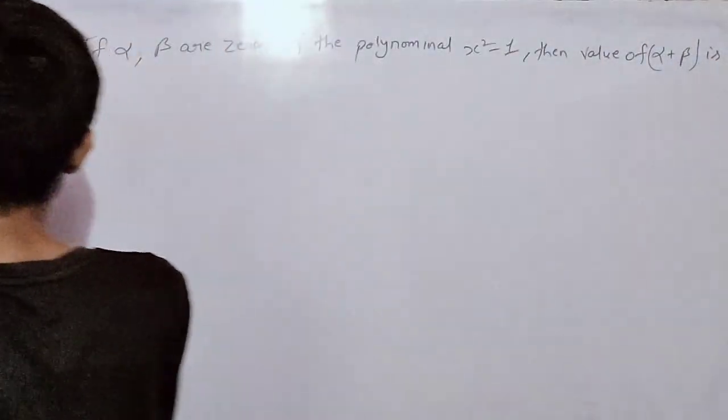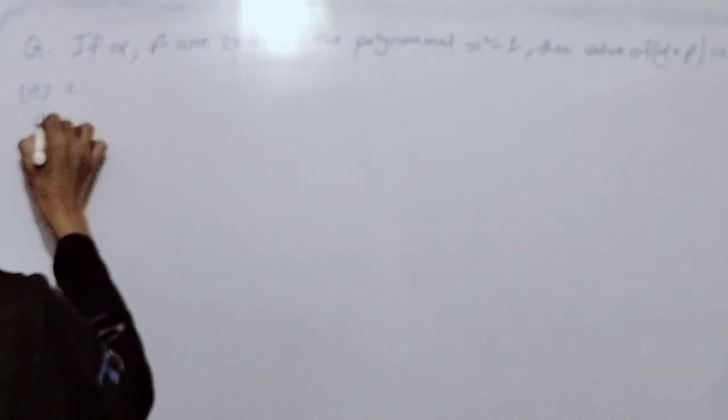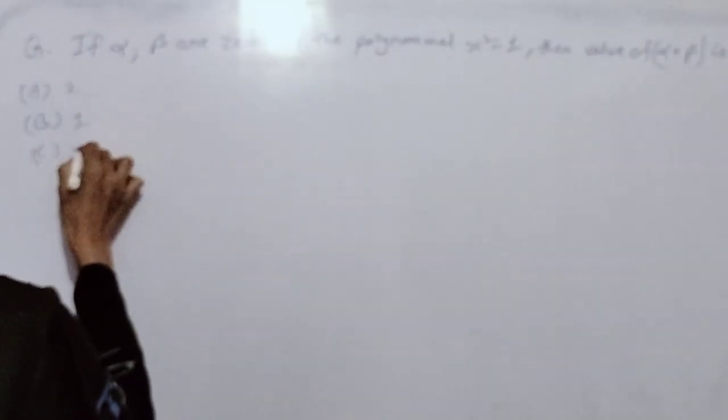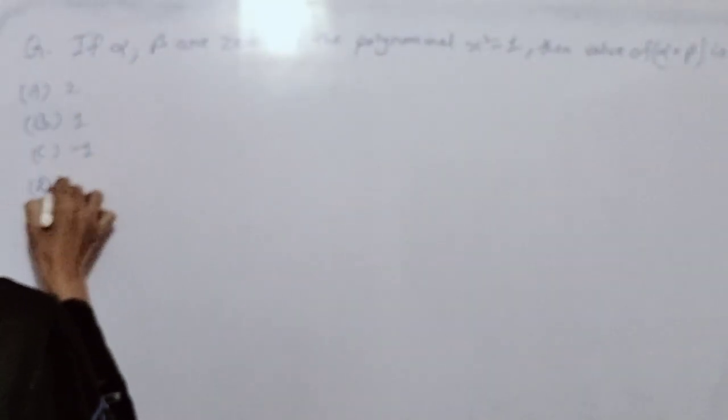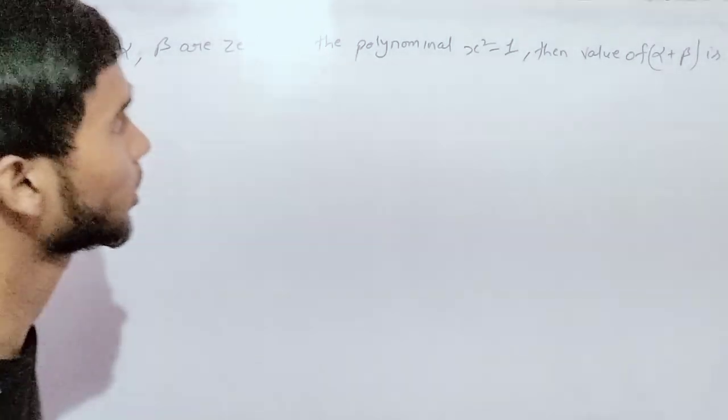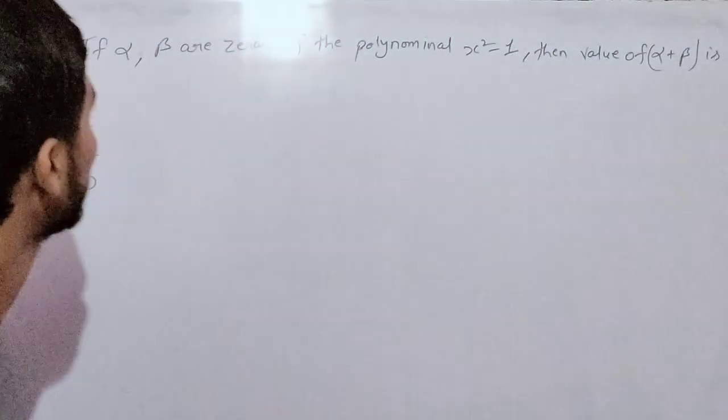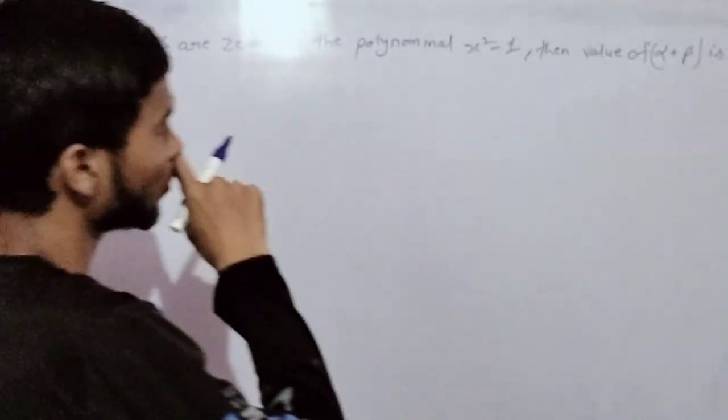Read this question. You have been given 4 options. What is it telling you? If this and this are zeros of the polynomial, then the value of this would be how much?